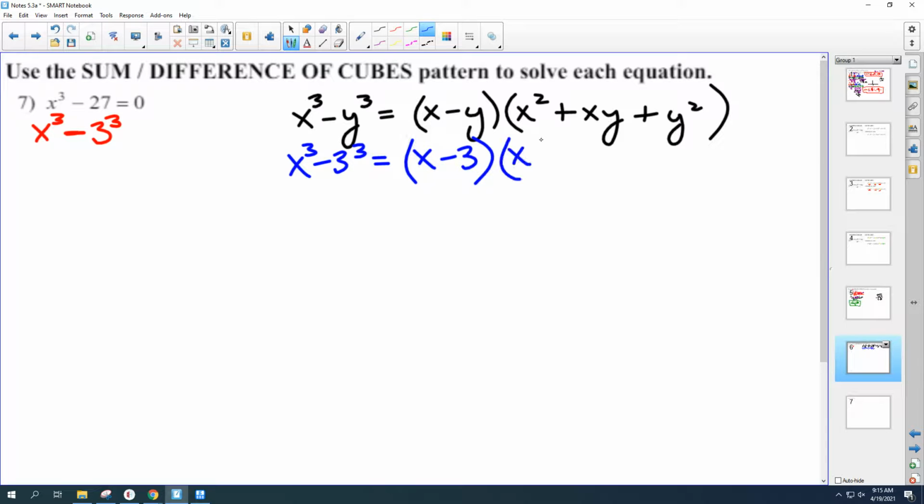and then x squared plus. Now let's be smart about this. The y value is 3, so I'm not going to write x3. I'm going to write 3x. So just switch it around so we've got 3x there. And same thing over here. If y is 3, I've got 3 squared, and 3 squared is 9.